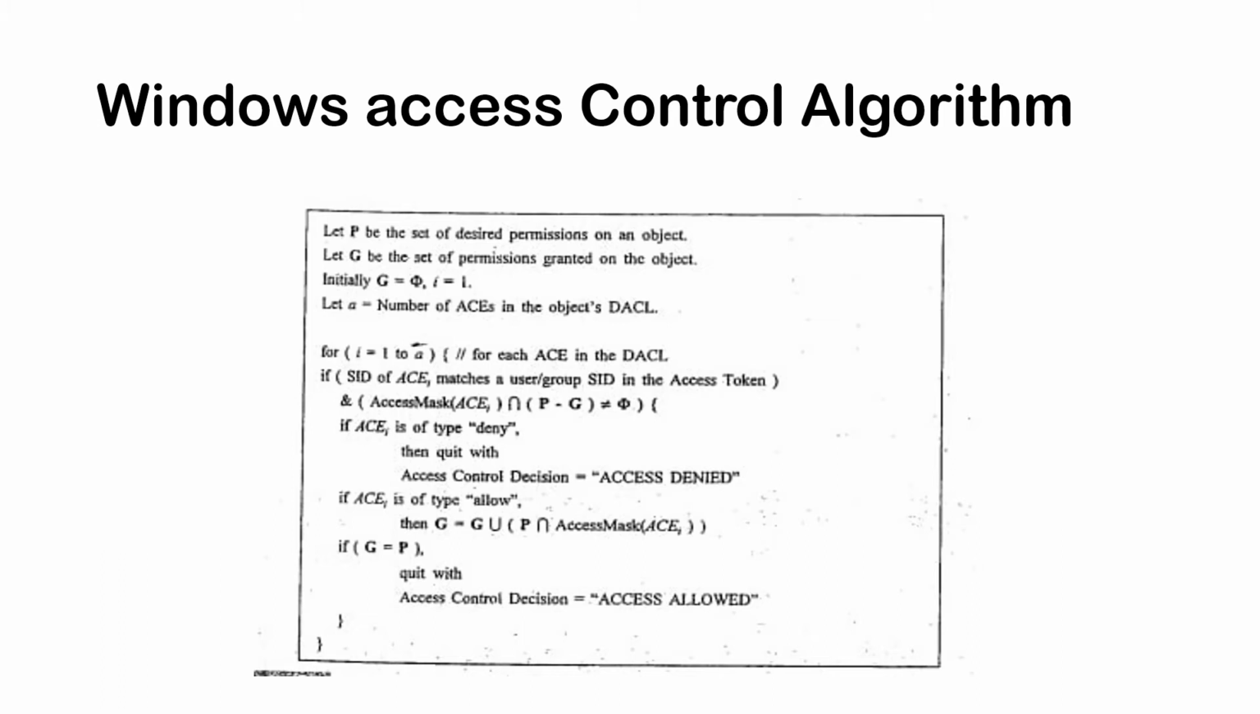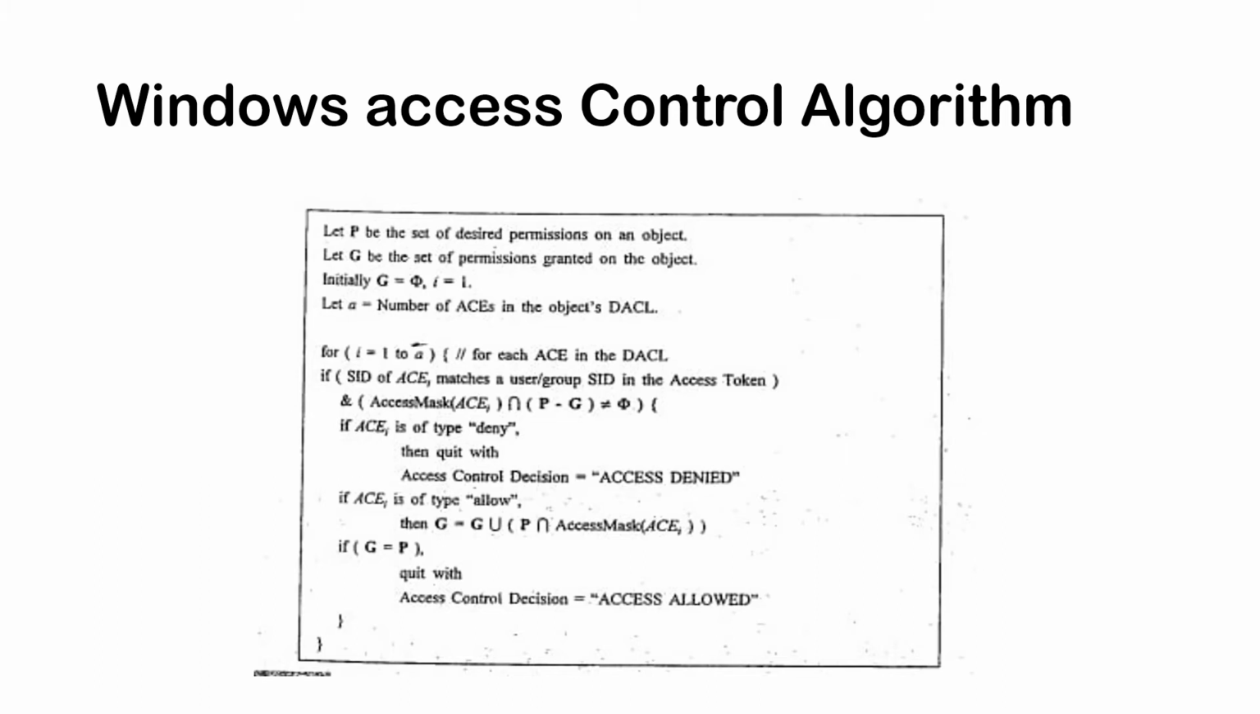Here, P is the set of permissions we need, and G is the set of permissions granted so far. Initially, G is an empty set, and P in this case is the set read and write. Now, we pass through each entry in the DACL specified by the for loop.